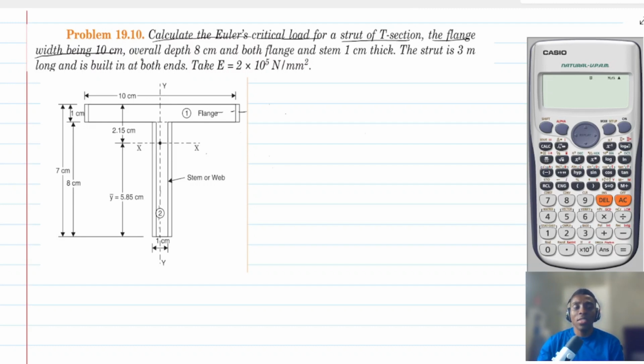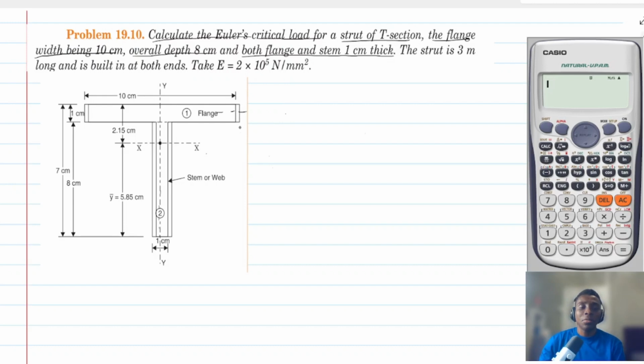It has a width of 10 centimeters and an overall depth of 8 centimeters, and both flange and stem are 1 centimeter thick. If you look at this, you can clearly see that this is 1, this is 2. So the 1 is the flange, and the 2 is the stem. As a matter of fact, it has a certain depth, but the depth will go inside. If you look at the cross section, we will only see the T.